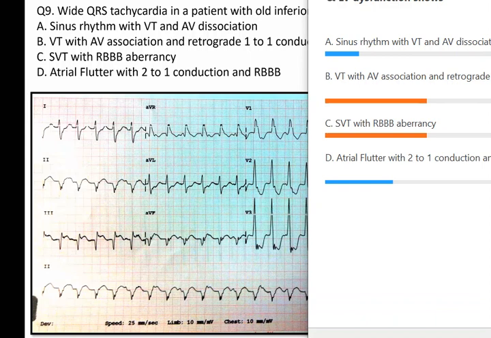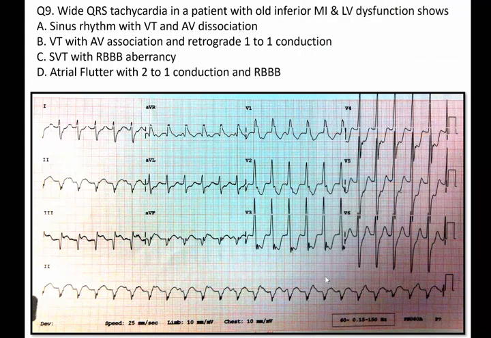So we have a mix of answers. So let's look at this. Now suppose I had not given you this ECG. If I say that it is a wide QRS tachycardia in a patient with old inferior wall MI and LV dysfunction, what should be your answer, even without looking at the ECG? If you say ventricular tachycardia, you will be right 98% of the times. So always look into the clinical history of the patient before coming to your conclusion.